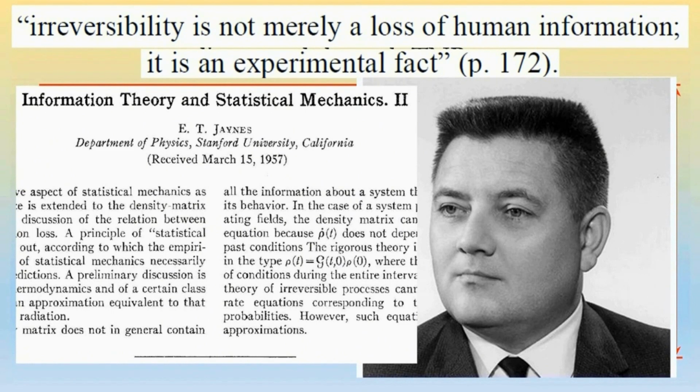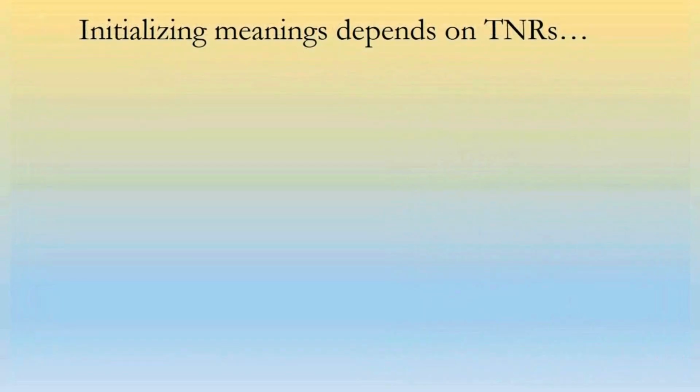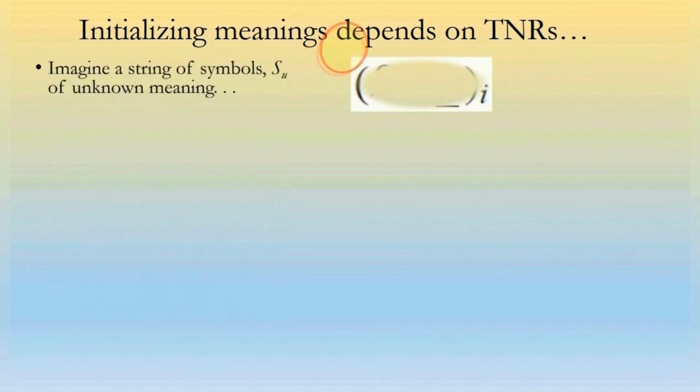To intuitively see that the proof is complete, we need a couple more steps. Imagine a string of symbols, S sub u, of unknown meaning, say in a foreign language or any language not yet deciphered.